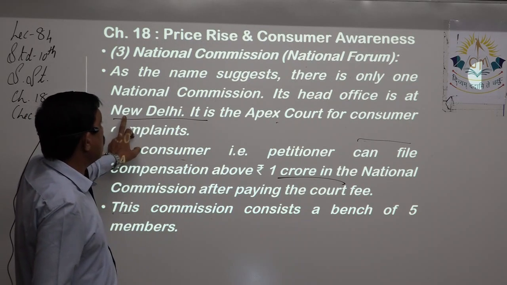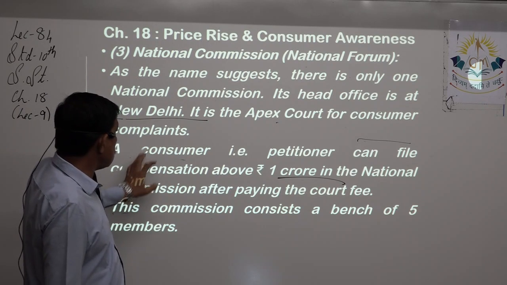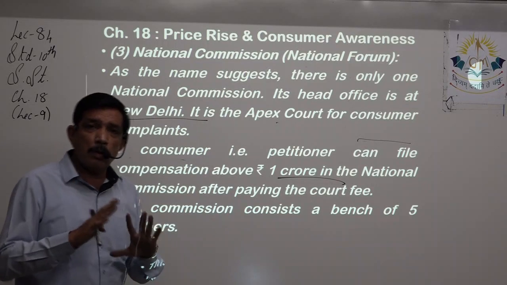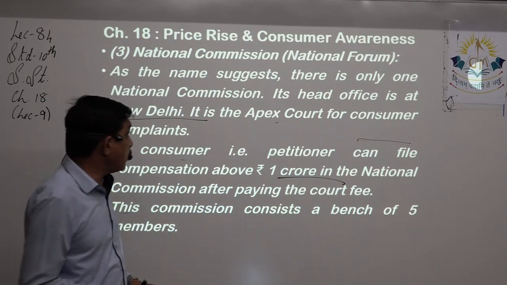So its headquarters is in New Delhi. It is the apex court that we learned already. We have discussed, right? Apex means at the top. At the top is the National Commission. India, one country, it will have only one apex court for consumer protection.